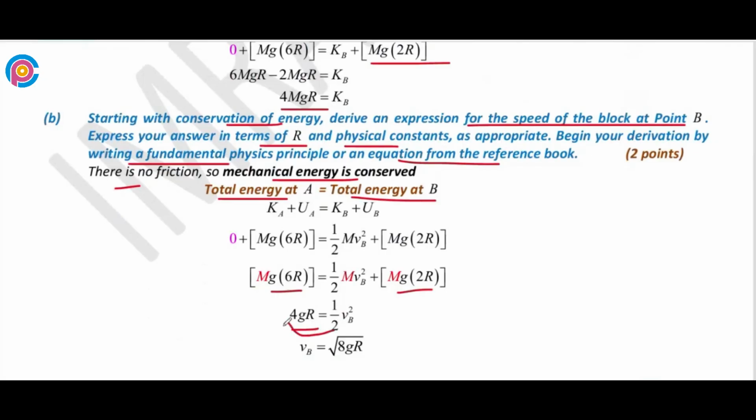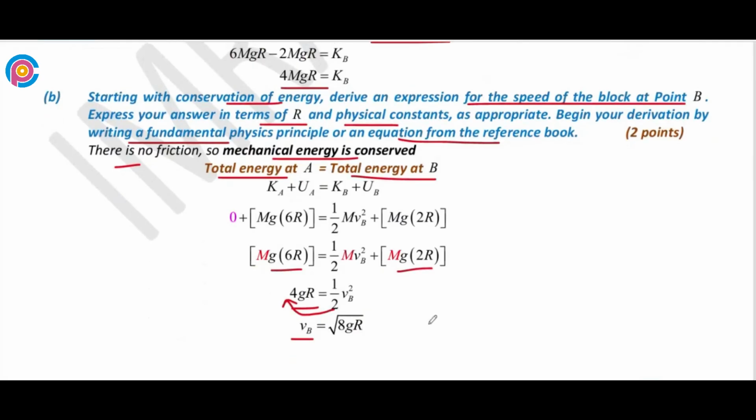The 2 can be moved over, so that is 8 gr. We have to calculate the value of only the velocity. So the velocity is equal to the square root of 8 gr. That's the velocity at point B, which is what the question asks.